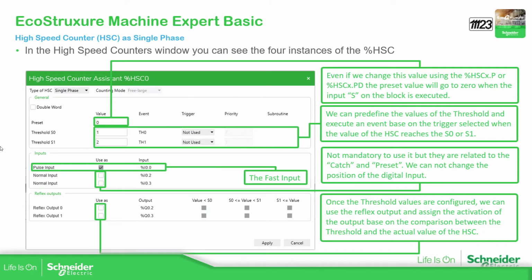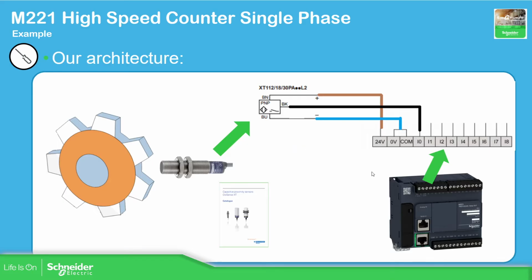Saying this, what we're going to do now, in my example, is use one inductive sensor connected to digital input 0 of the M221. The idea is to read the teeth of this gear. In my case, I don't have the gear, so I will simulate it using a screwdriver and the sensor.